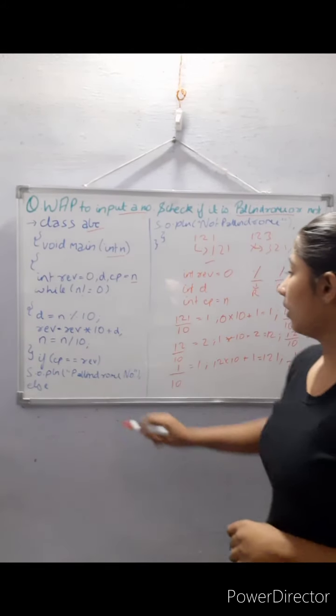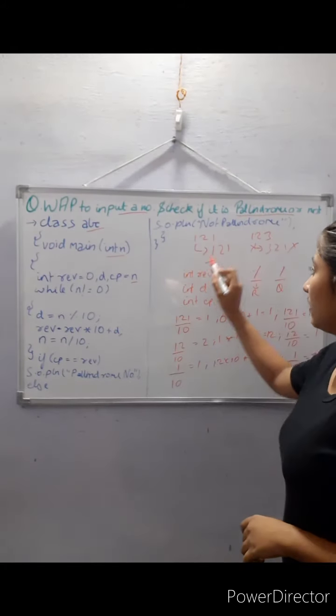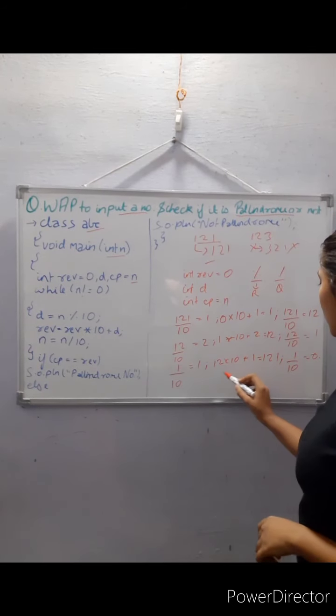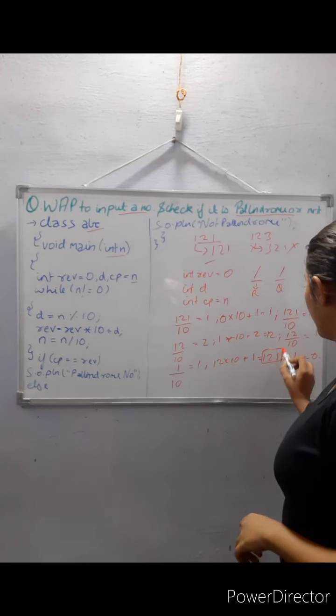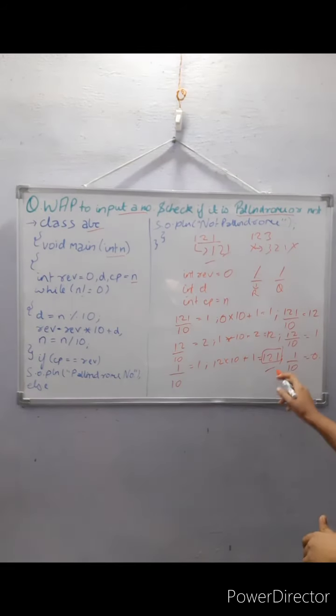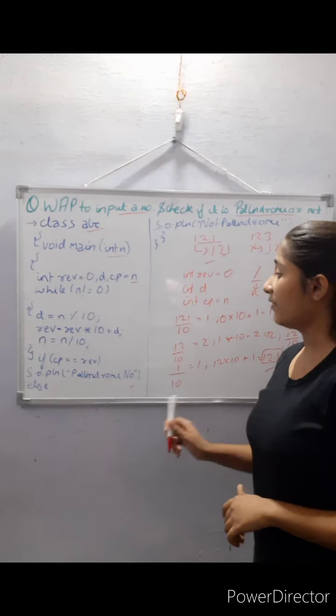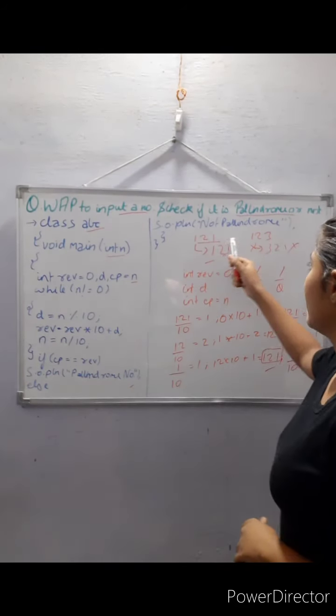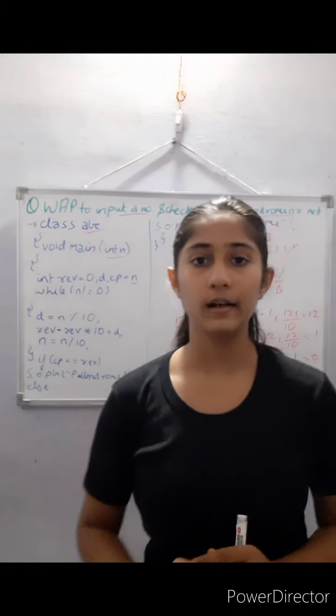Okay, now cp is the number entered n, which was 121, and reverse is the number we got over here, 121. So as these two numbers are same, we can say that this number is a palindrome number. If these two numbers were not being same, then we would have said that the number is not a palindrome number.